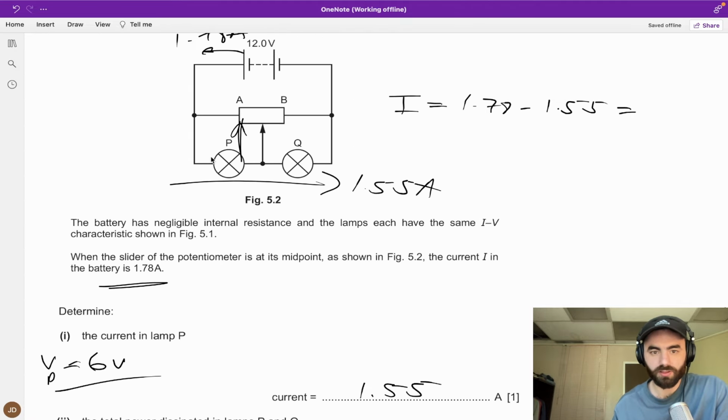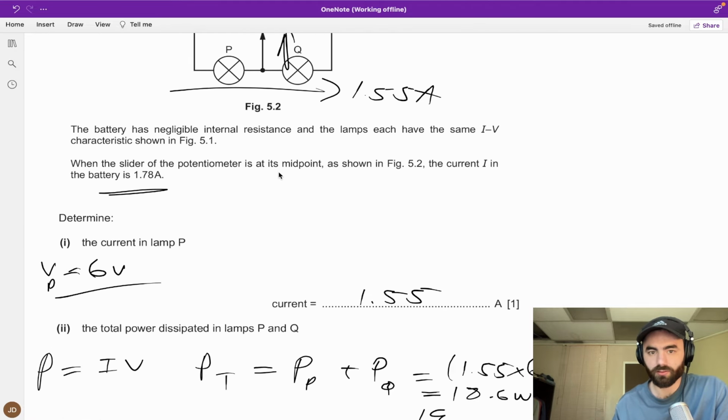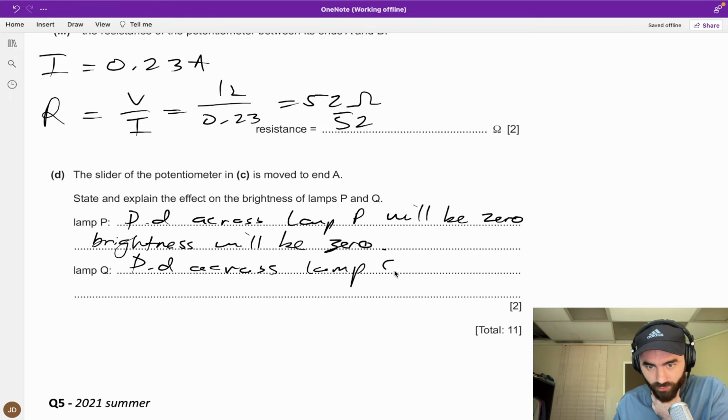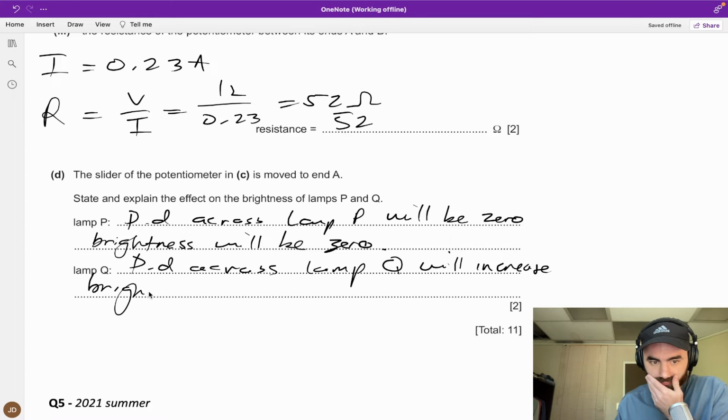Lamp Q, well, when we slide this thing here, basically all of the potential is going to go to lamp Q. So the PD across lamp Q will increase. If we have an increase in that, then the brightness will increase.